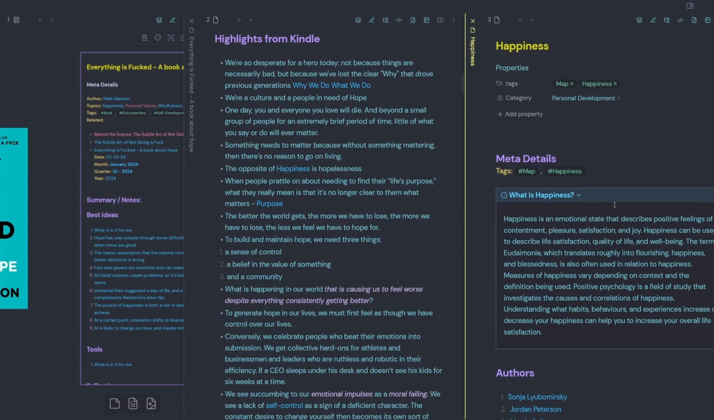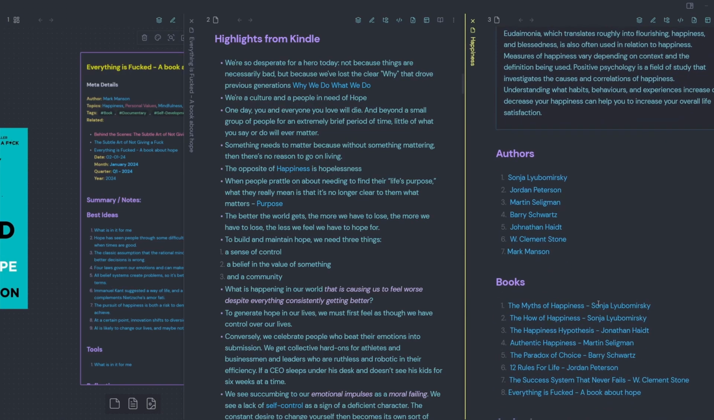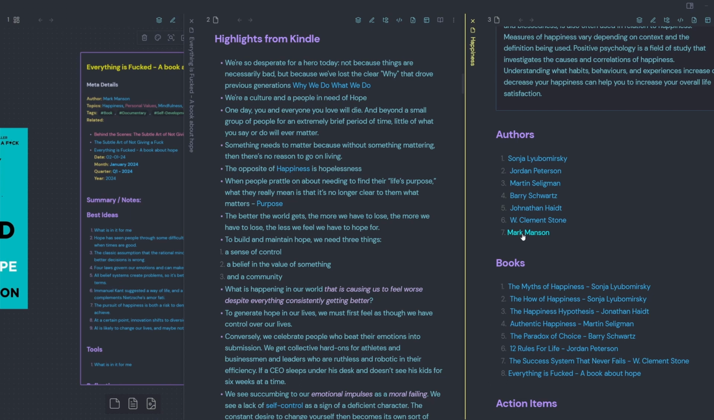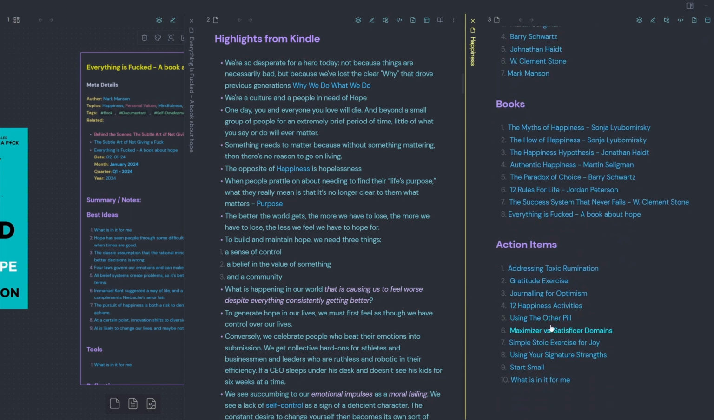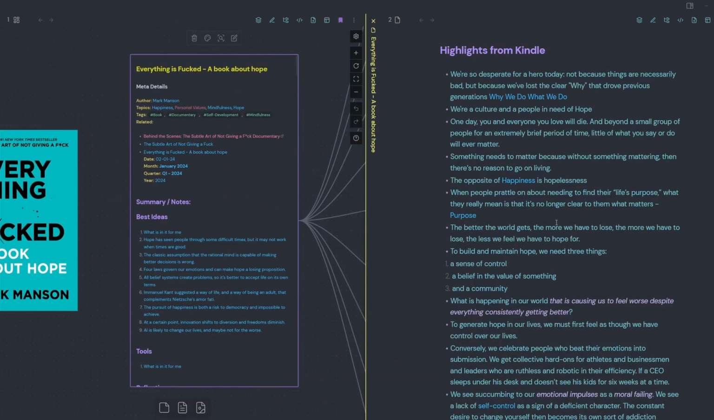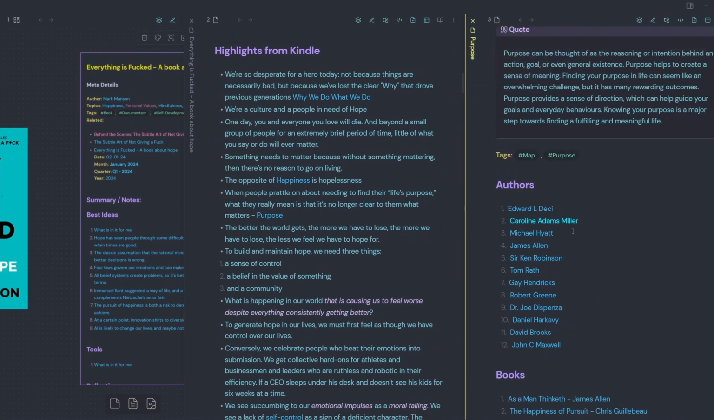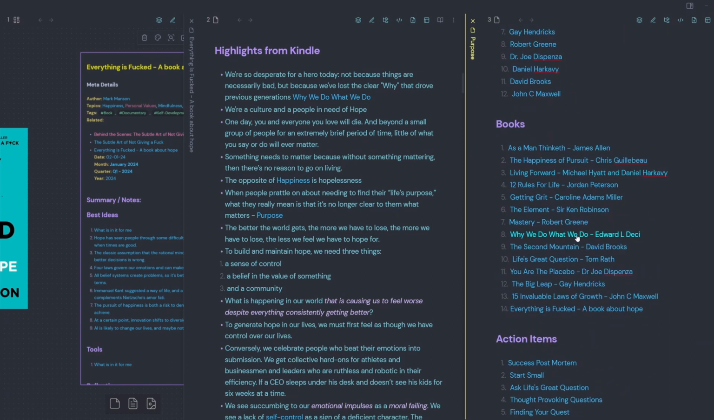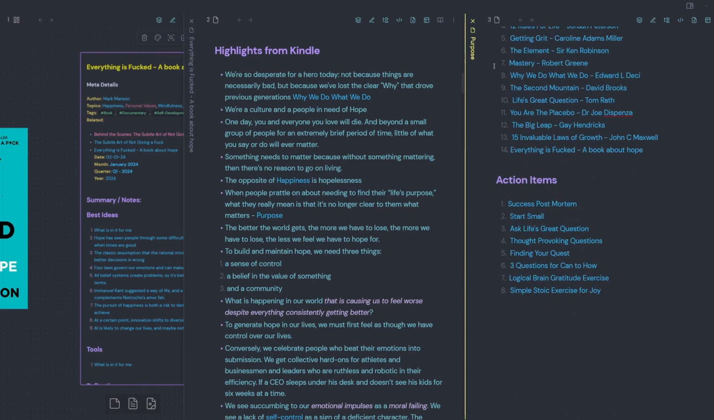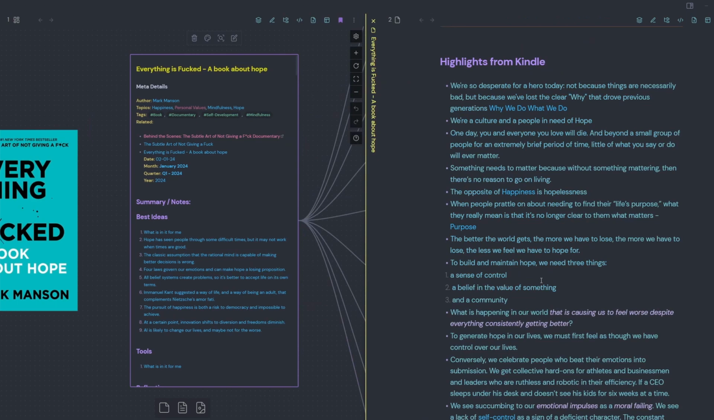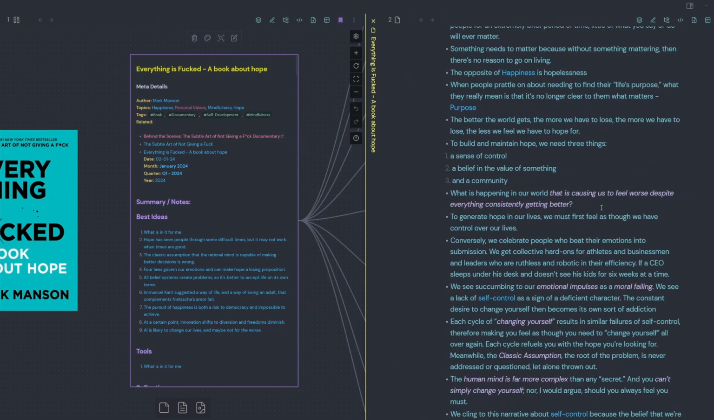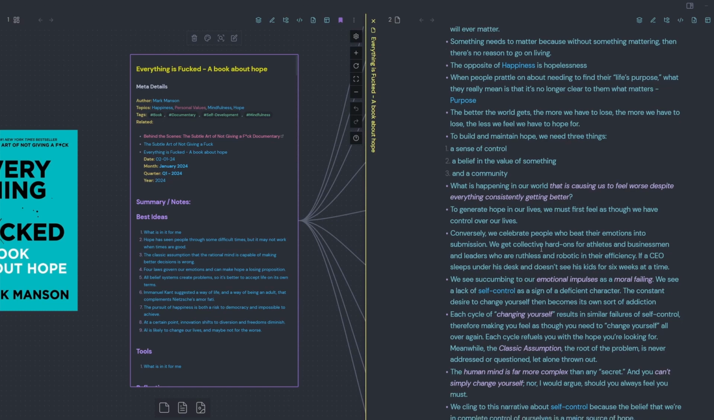So we've got happiness here. That's just a little note about what happiness is, the different authors that have written about happiness, some action items below that. So I do that with a lot of my notes throughout my book. And you see I've done the same for purpose here as well. Got authors, books, and action items. Anything in italics in purple there is something that really resonated with me when I was reading the book.